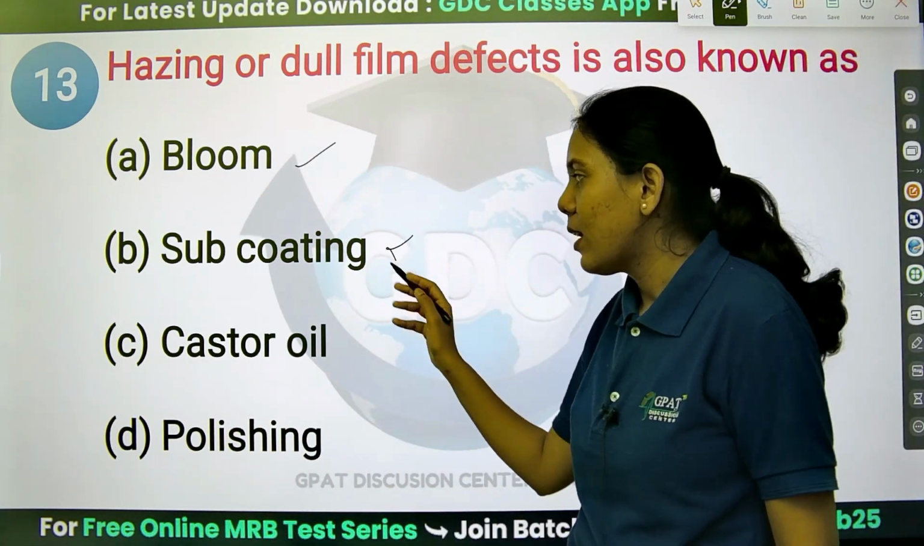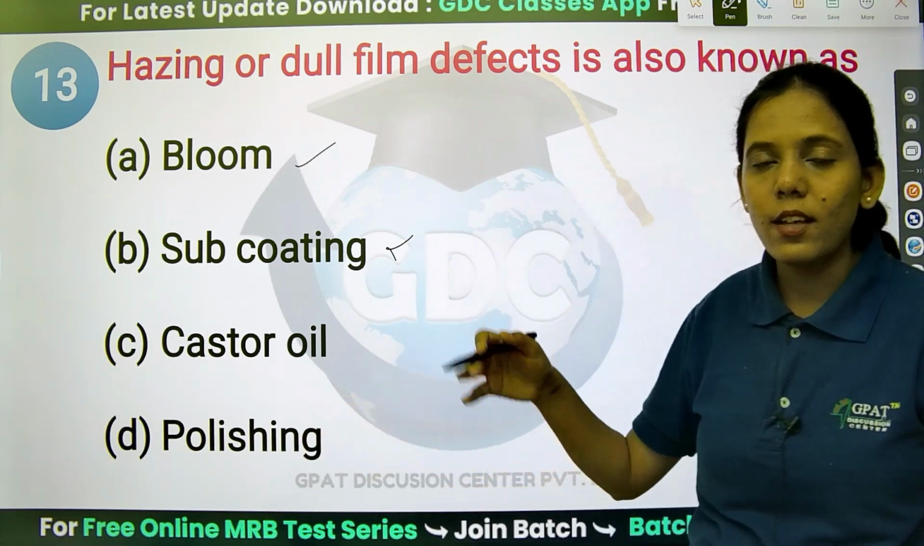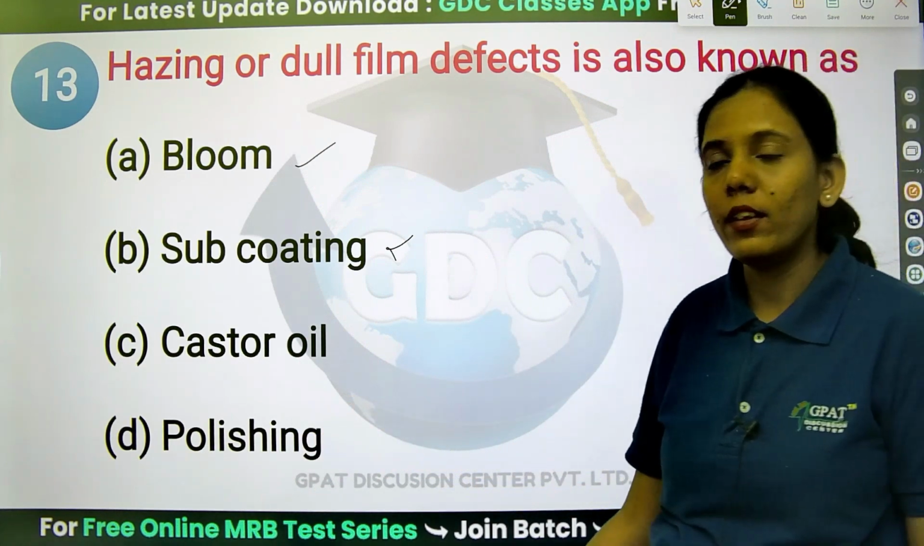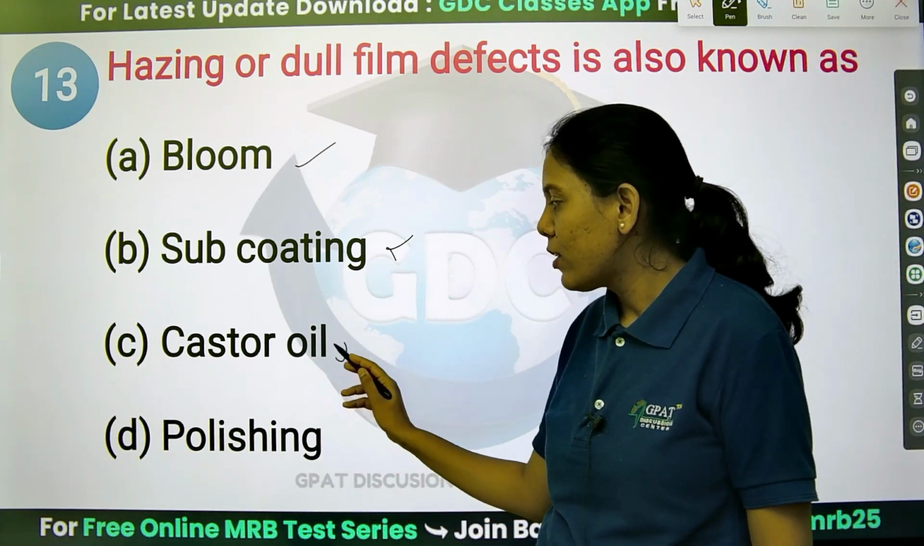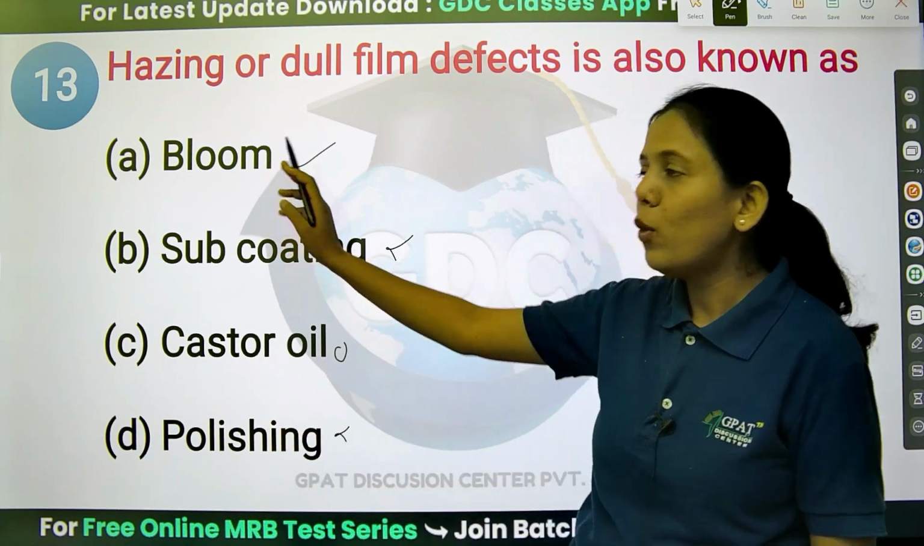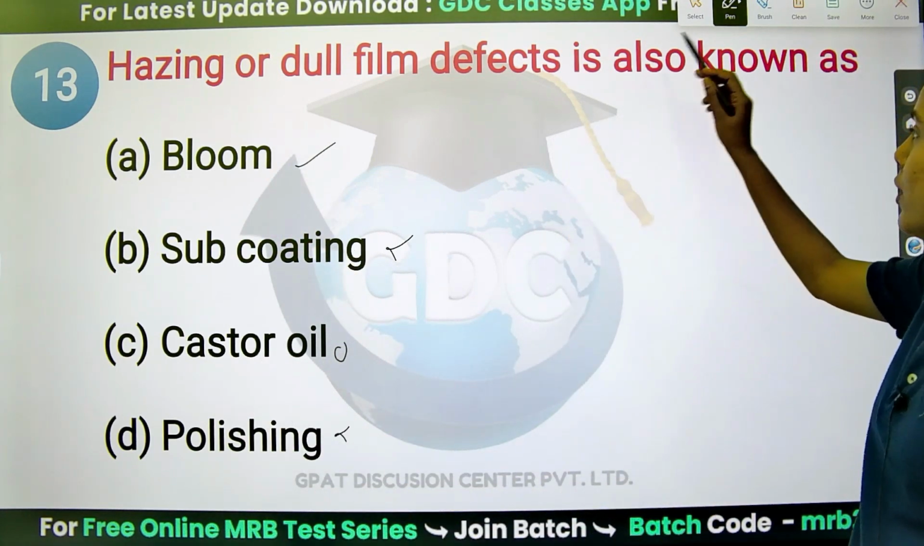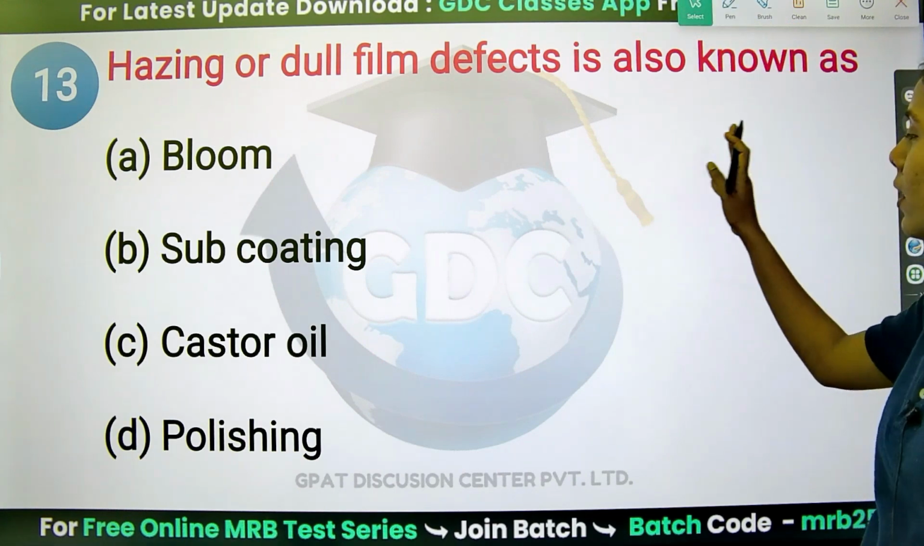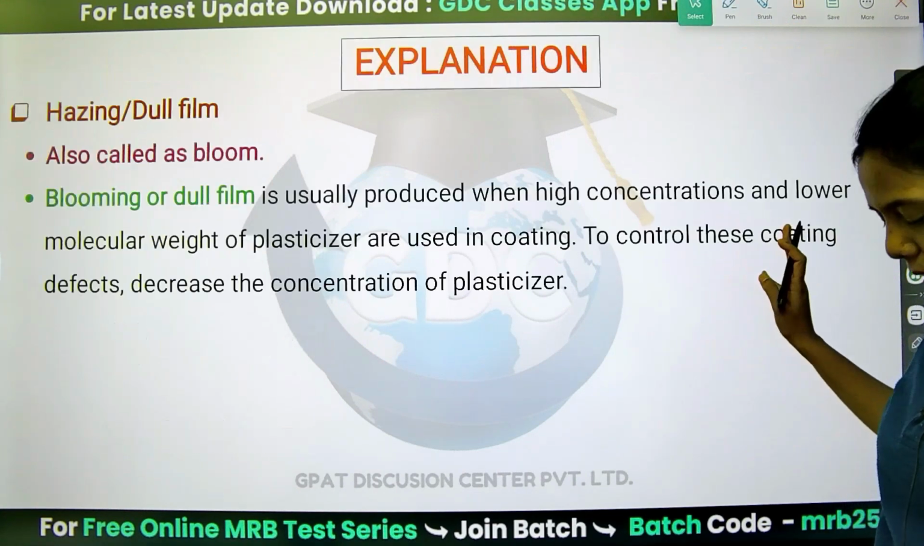Subcoating is not there. Subcoating is the process. So, subcoating is a process when we do it in the coating solution. Castor oil is not there. That is the excipient. Polishing is the step. Okay, so bloom is the right answer. That is option A. Okay, bloom is the right answer.